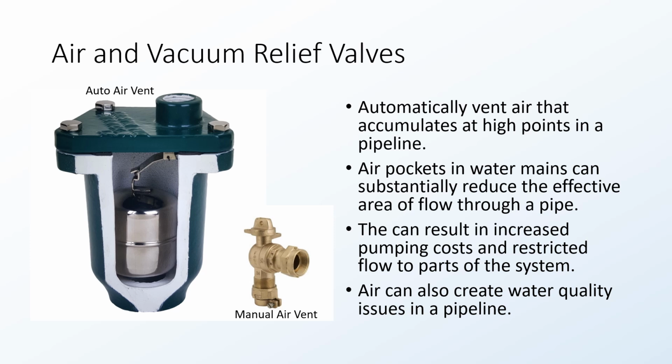And then we also use a simple angle stop as a manual air vent in our system in some areas. Like I said, you can manually or automatically vent air, and if you don't have one of these installed, it can result in increased pumping costs and restricted flows. It can also lead to water quality issues in the pipeline, because if you get airlock, it can prevent the pipe from utilizing its full volume and potential.